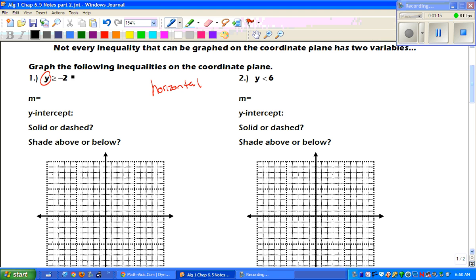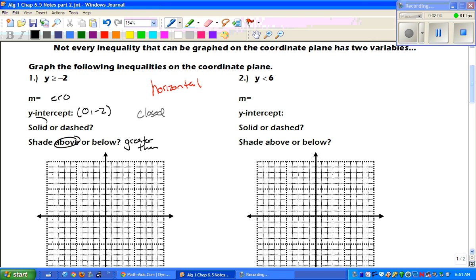If we remember, the slope of a horizontal line is 0. Our y-intercept for this is 0, -2. That's where that -2 comes in. So now we need to know, is this going to be solid or dashed? Another way to think about it is, is this open or closed? This one is closed because it's got the line underneath, which means it's going to be solid. And do we shade above or below? We shade above because it's the greater than symbol. So both of these we find out from that symbol right there.